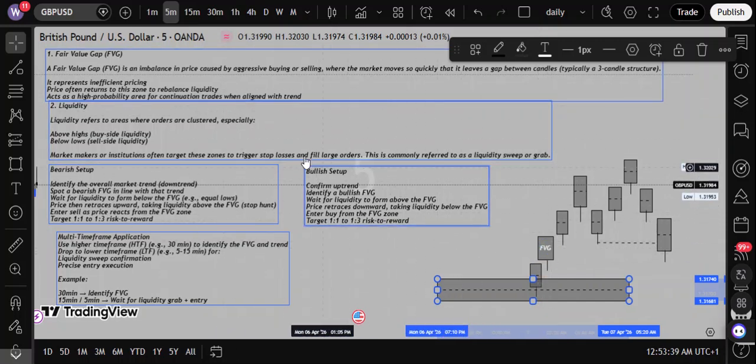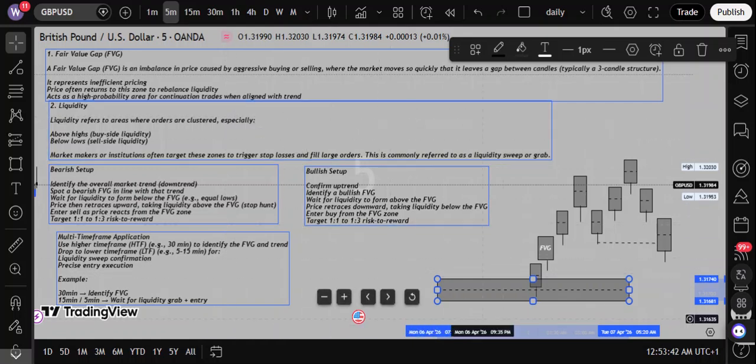The overall trend is bullish. Let's say the overall trend is bullish, right? Price broke structure and price retested. After that retest, price gave us an FVG. And after that, price formed a liquidity level, which is the next step.